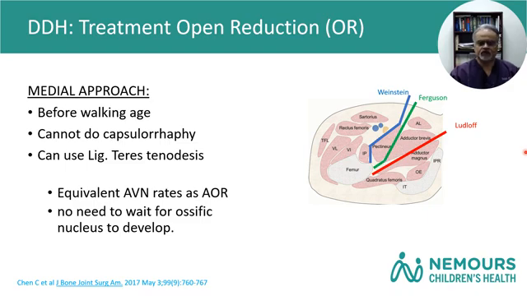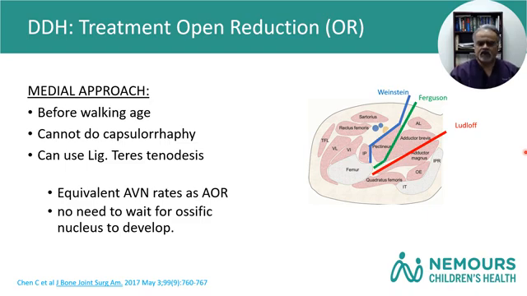The medial approach typically is done prior to walking age because you don't want the capsule to be too far stretched out, since you cannot do a capsulorrhaphy with this approach. But you can use the ligamentum teres as a tenodesis when you tack it down to that inferior capsule, and that can help decrease potentially the risk of redislocation.